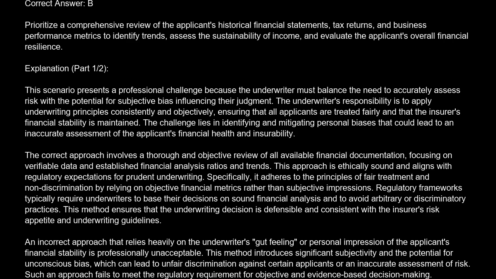This approach is ethically sound and aligns with regulatory expectations for prudent underwriting. Specifically, it adheres to the principles of fair treatment and non-discrimination by relying on objective financial metrics rather than subjective impressions. Regulatory frameworks typically require underwriters to base their decisions on sound financial analysis and to avoid arbitrary or discriminatory practices. This method ensures that the underwriting decision is defensible and consistent with the insurer's risk appetite and underwriting guidelines.